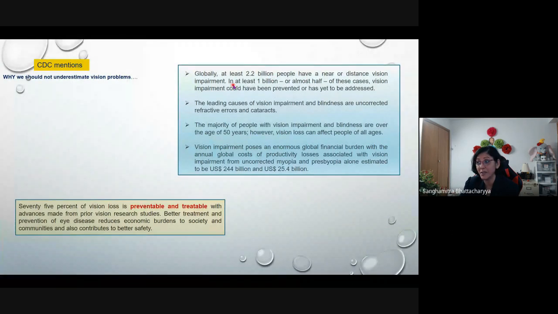But the CDC mentions very strictly that at least 2.2 billion people have a near or distant vision impairment, and 75% of vision loss is still preventable and treatable with advances made from prior vision research studies. The better treatment of eye diseases reduces economic burdens to society and communities and contributes to better safety. It's trying to educate people that even if it's a simple cataract problem or a vision problem, please do not sit back and relax. You never know where it can lead.